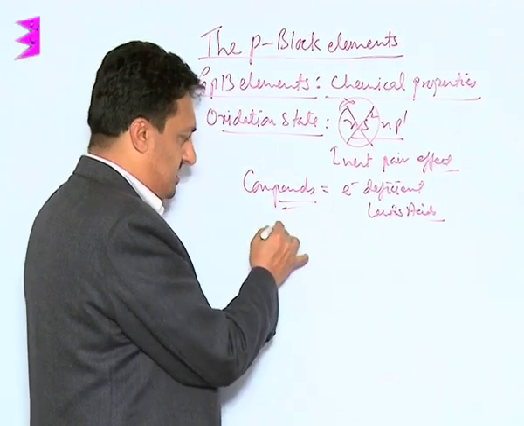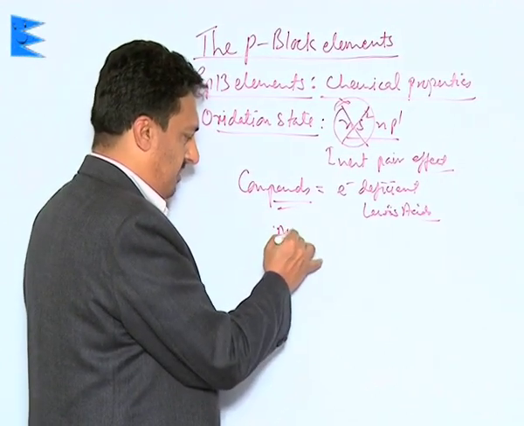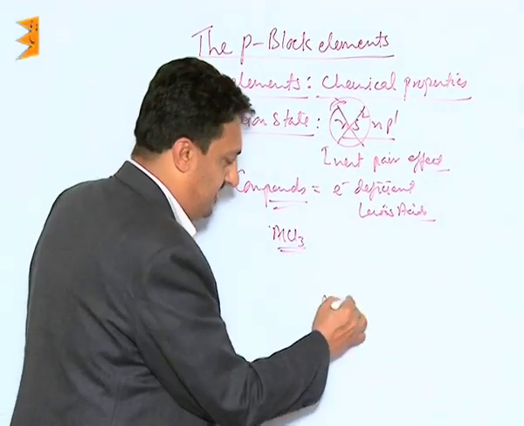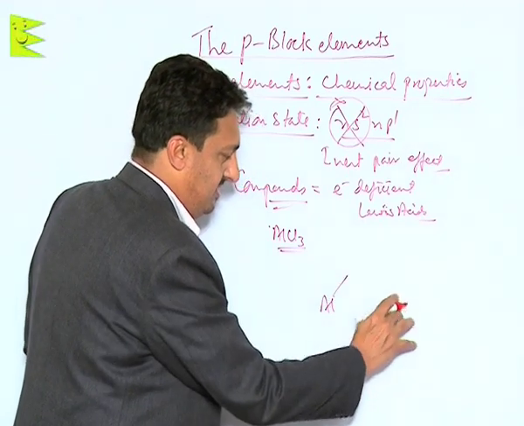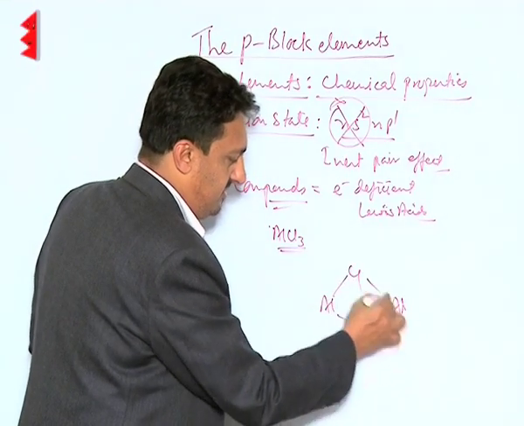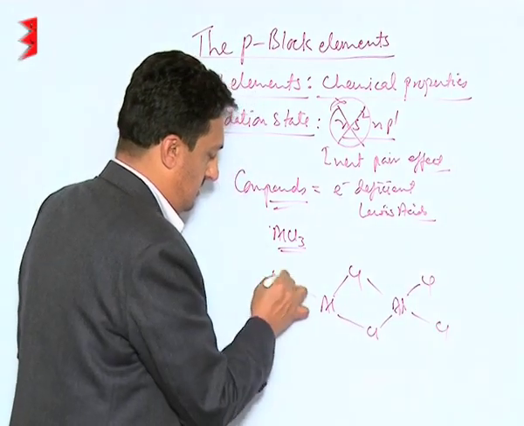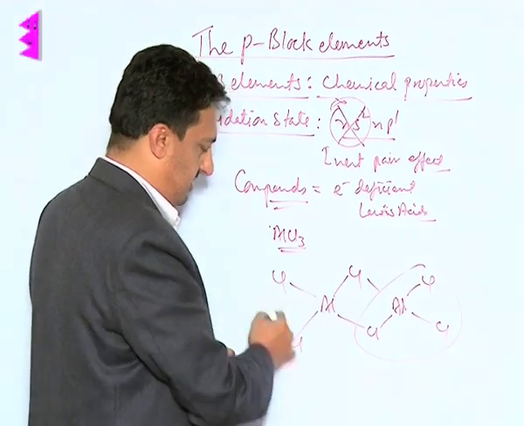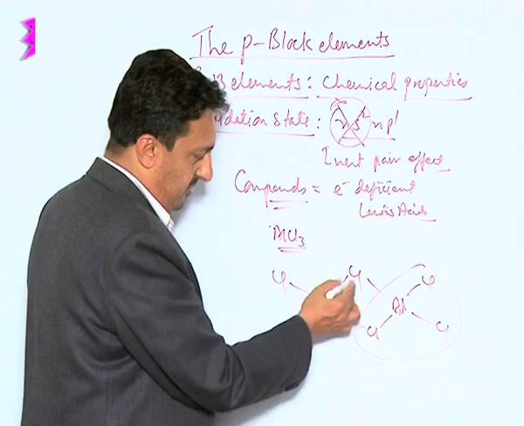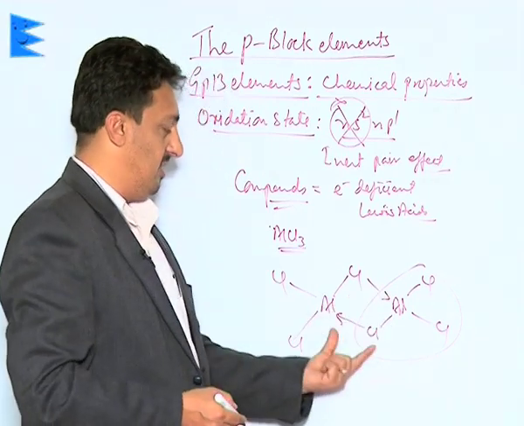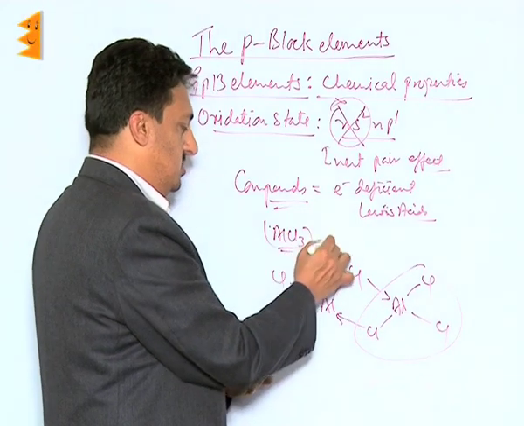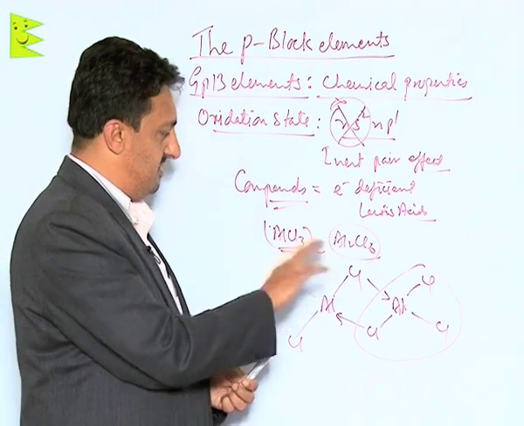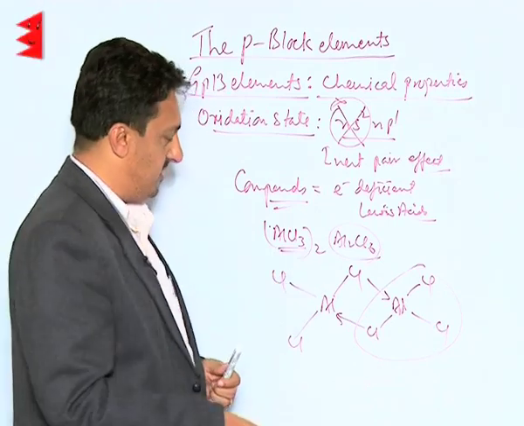If we talk about AlCl3, it can't exist as such because its octet is not complete. So in the solid state it exists in the form of a dimer like this. This is one AlCl3 unit, this is another AlCl3 unit, this chlorine gives one pair to this one, this chlorine gives one pair to this one, and this is how they exist as dimers, Al2Cl6. That makes their chemistry very different from the rest of the elements.